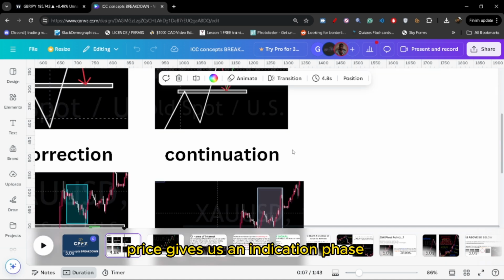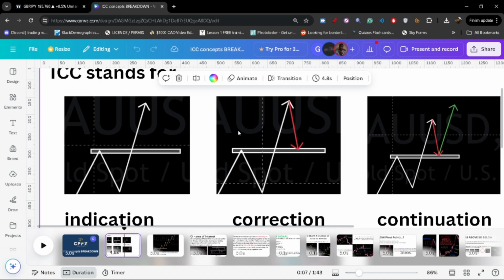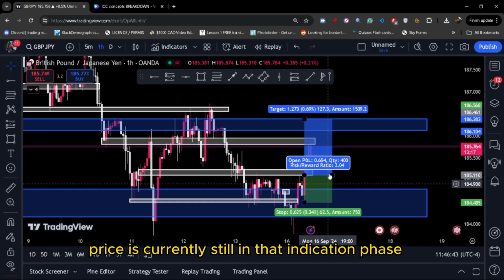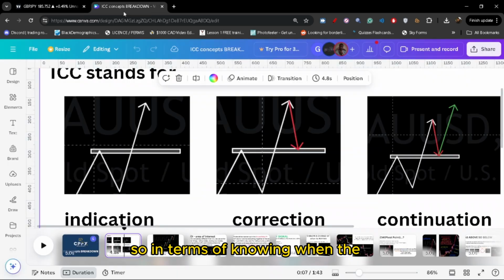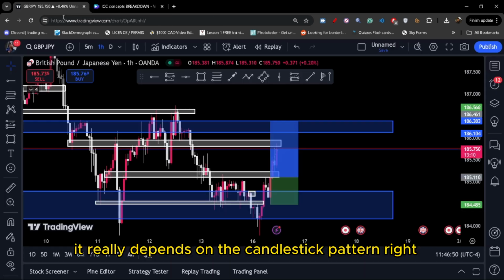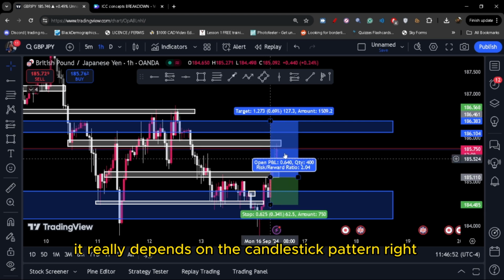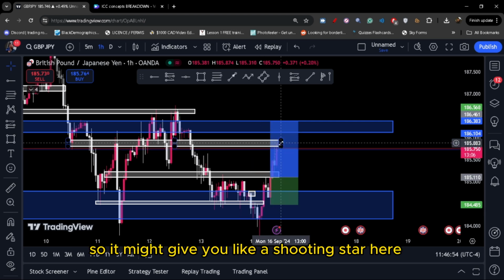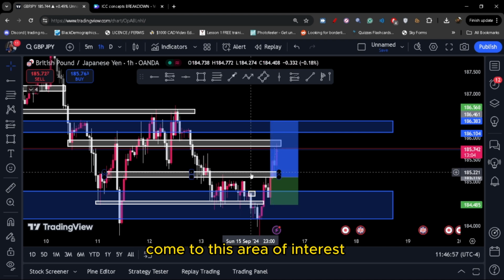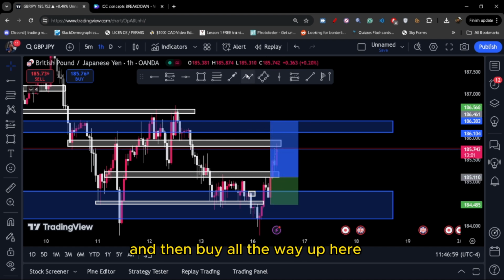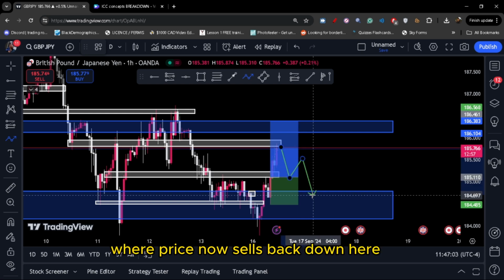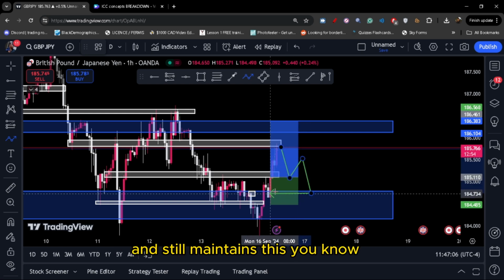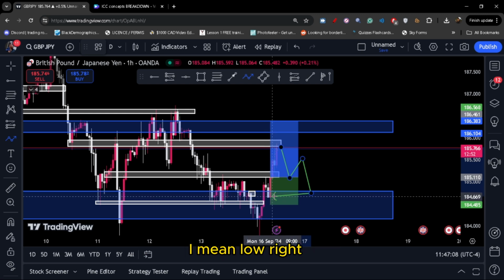So like I told you guys, price gives us an indication phase and then gives us a correction before continuing the trend. So in this case here, price is currently still in that indication phase. So in terms of knowing when the correction phase is about to happen, it really depends on the candlestick pattern, right? So it might give you a shooting star here, and then price will now retrace, come to this area of interest, and then buy all the way up here. So something like this, right? Or something like this where price now sells back down here and still maintains this low, right?